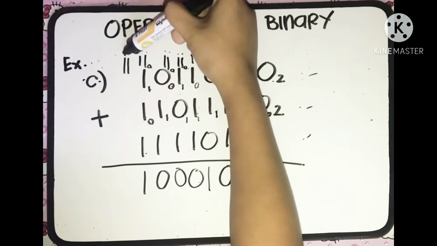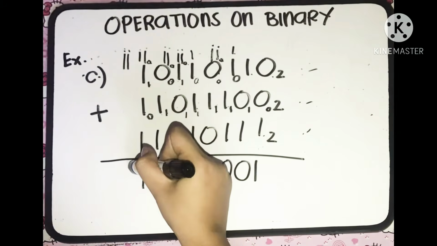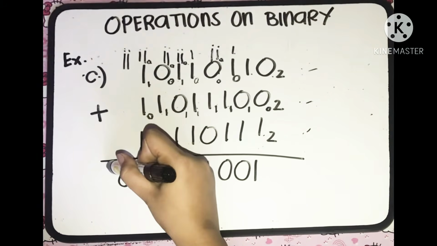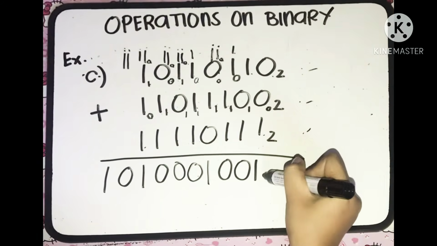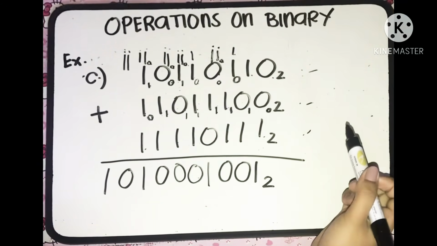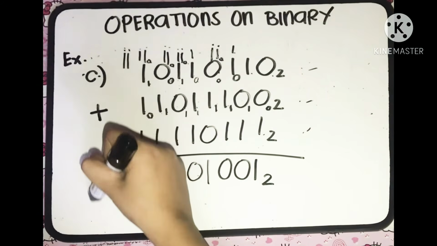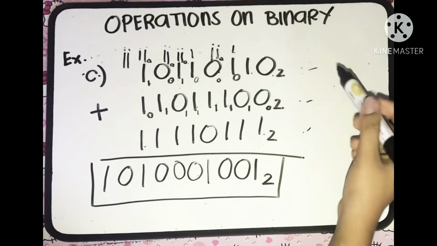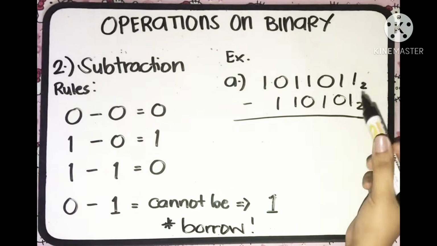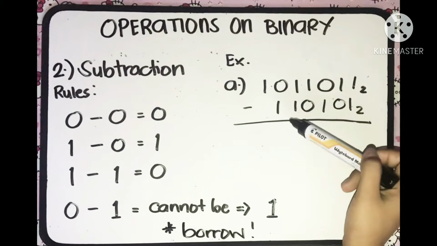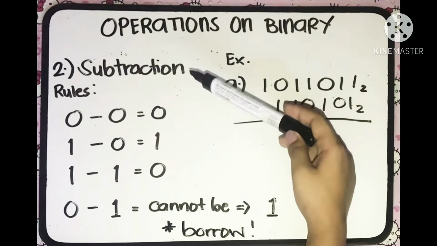So we have 1 plus 1, which is equal to 0, carry 1. So bring down na agad natin yung 1. And then don't forget to write the subscript 2. Okay, so that's it. Okay, for the subtraction of binary numbers, so we have certain rules to follow again.